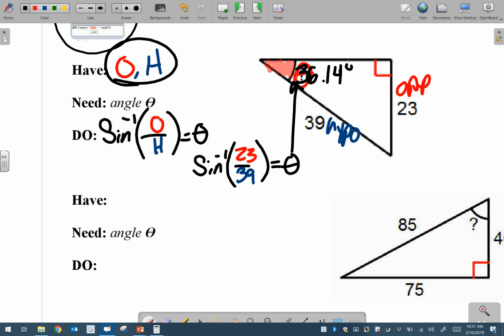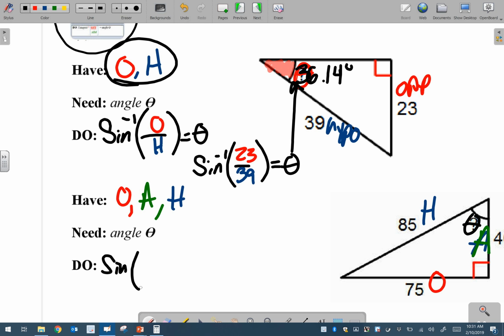So from the angle theta, this is our opposite, this is our adjacent, and then this is our hypotenuse. Notice you have all three. So you could do all three. I'm going to write down all three. You don't have to do all three. You just need to do one.